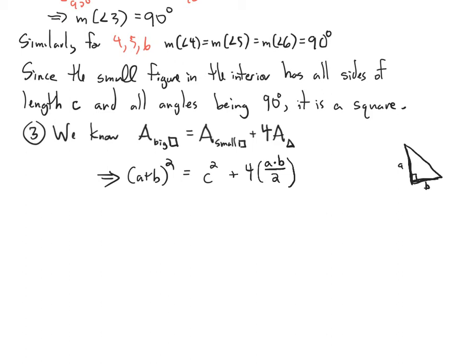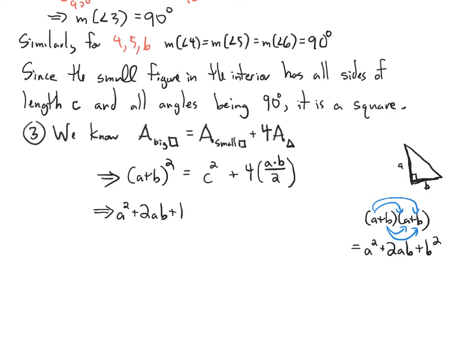Okay, so we just need to simplify this and see what happens. For a plus b squared, I need to square a plus b, so it's a plus b times itself. We just do the distributive property, multiplying every term in the first bracket by every term in the second bracket. I'll do this quickly, but you can check it as an exercise. You'll get a squared plus 2ab plus b squared. So we know that is the left-hand side: a squared plus 2ab plus b squared.